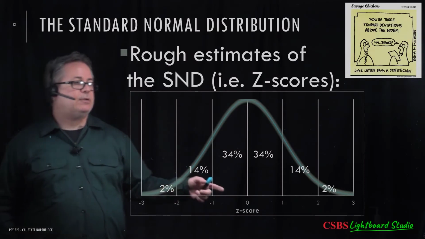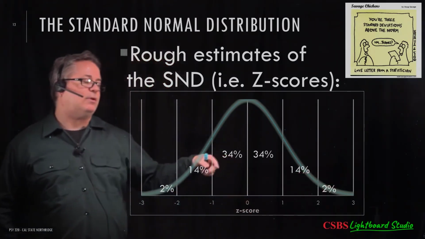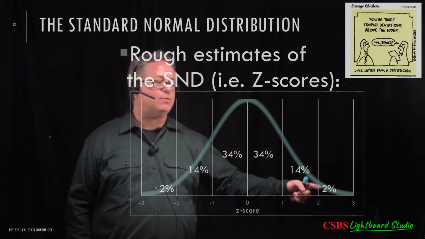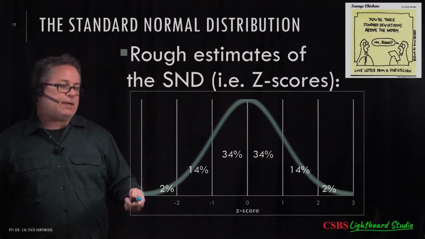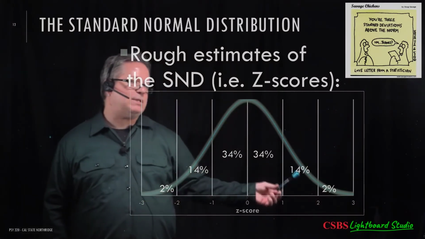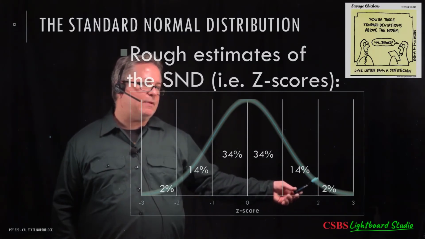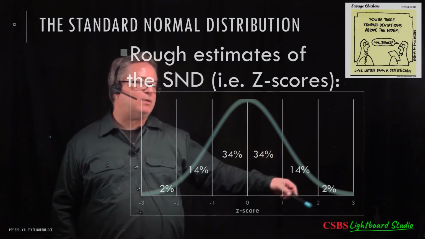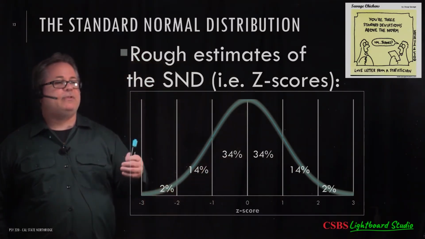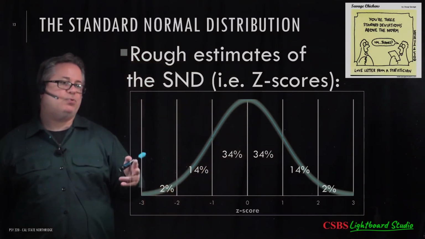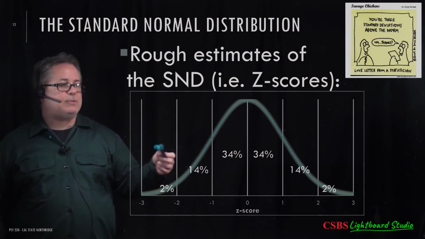And then above that, between a z-score of 2 and 3, you're getting roughly an additional 2%. If you add this up, 34 plus 14 is 48, plus 2 is 50. This adds up to 50% on this side and 50% on this side, which covers 100%. This is not actually true, but functionally it works this way. So again, these are rough estimates that are rounded.